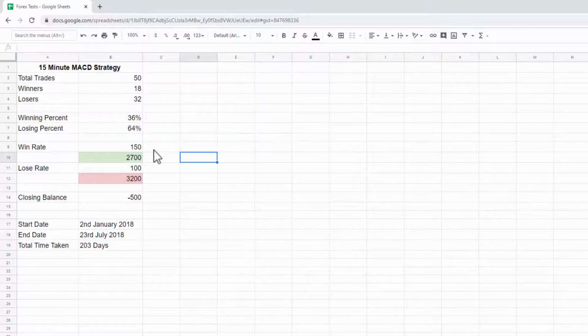Now let's have a look at our simulation. If we were winning $150 and losing $100 per trade, then after 50 trades, the closing balance would be minus $500. This strategy took us a little over 6 months, 203 days to be exact. Okay, so that's the 15-minute MACD strategy. Now let's have a look how it will work if we use the 5-minute charts.